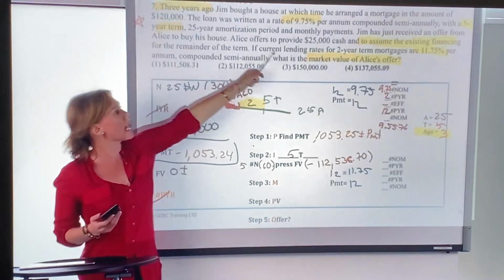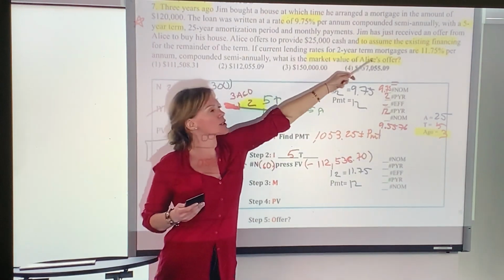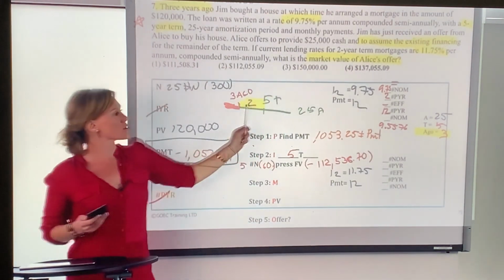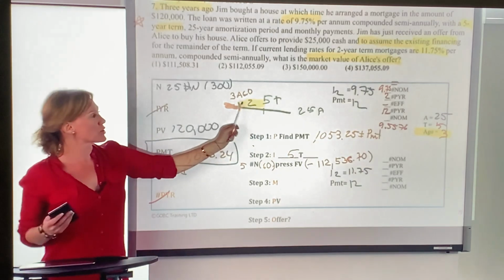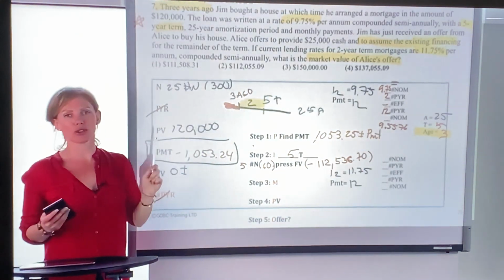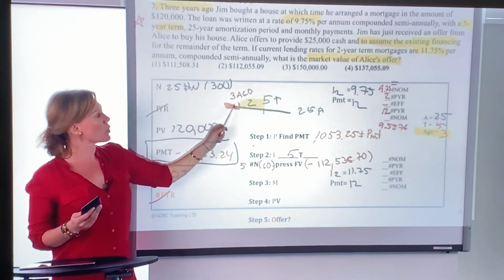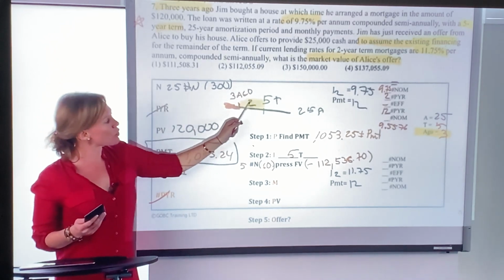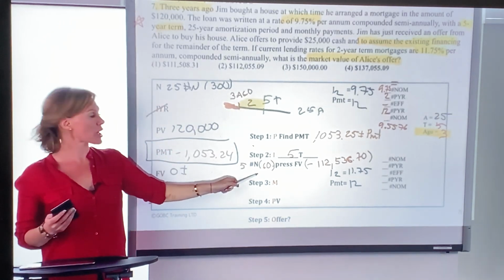Now look at the question. A lot of times they'll help you with this. They say if the current lending rates for the 2-year term mortgages will be that. So sometimes they'll add that 2 in here for you just to hopefully help you, not to confuse you. But it's your job to understand that the ago number itself, you don't touch. Okay? It's been paid. It has nothing to do with you. She's assuming his mortgage. She has 2 years left. So you need to put that 2 into your calculator as step number 2.